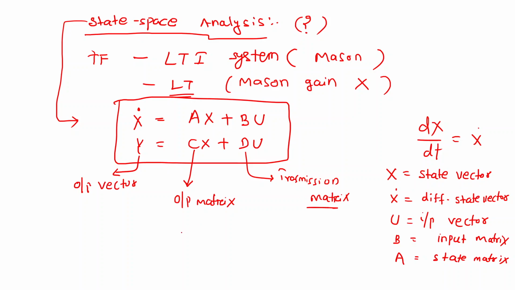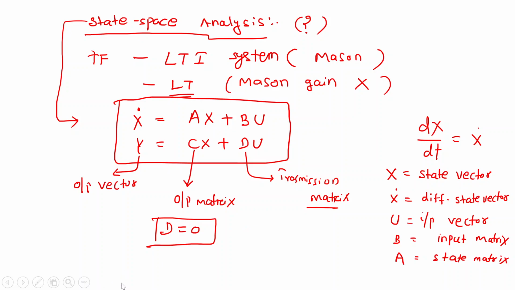Remember that this D is always equal to 0. Why? Because generally our system does not consist of active elements. We consider passive elements, like RLC type systems, which are passive. Active element means, for example, an op-amp. So if there is no active element, then this transmission matrix D is always 0. Just remember that.